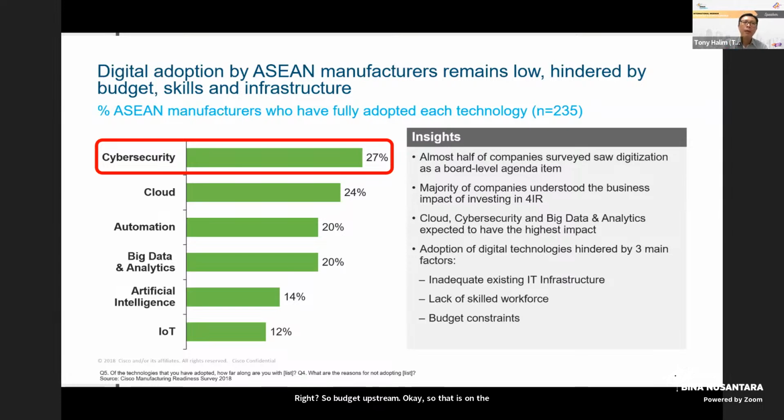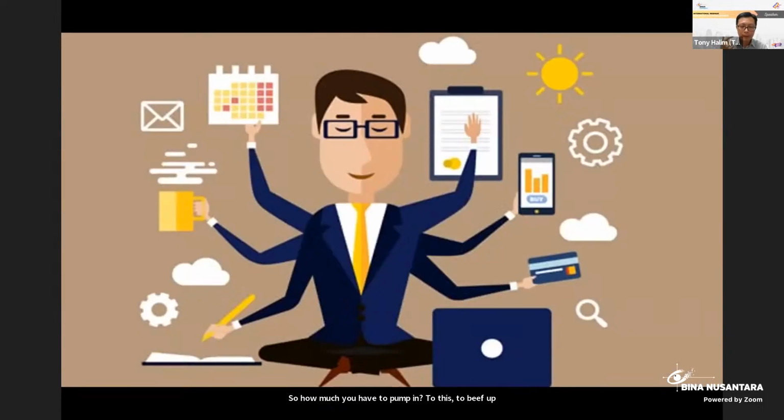How much you have to pump in to beef up your cybersecurity. Then, of course, the other key challenge is the people. When we talk about Industry 4.0, there's definitely a fear among people that they will be replaced by machines, that there will be no more jobs. Nowadays, if you look at some videos, even in China they have driverless cars already. You call a taxi using an app, and when the taxi comes, you'll be surprised that there's no driver at all. The taxi will bring you wherever your destination is.